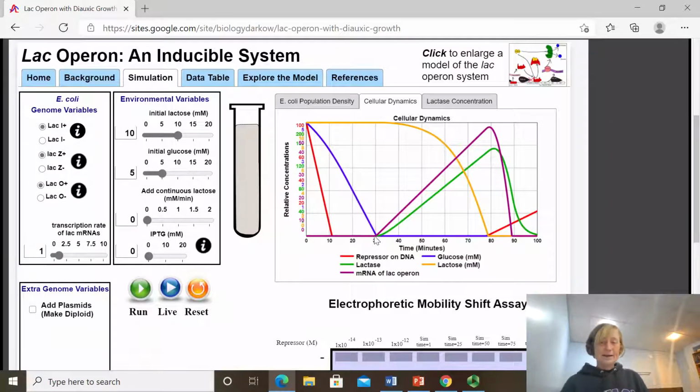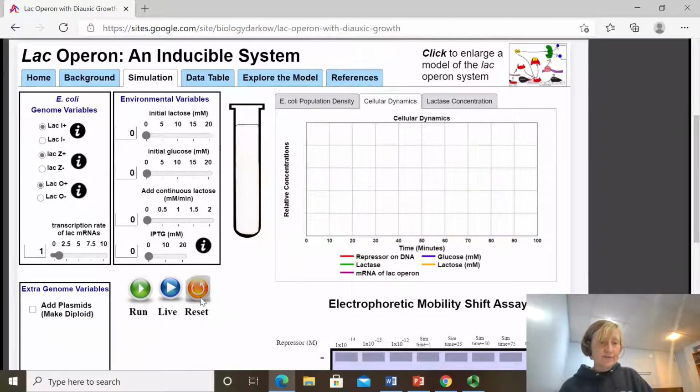Okay? Now it says change the initial glucose to 15 and to 20. Let's just change it to 20. You guys can do the 15. Oh, sorry. I have to reset. Change the lactose to 10. Put the glucose on 20. Okay, so now there's a buttload of glucose. They're going to use that up first is what I'm guessing. Let's take a look.